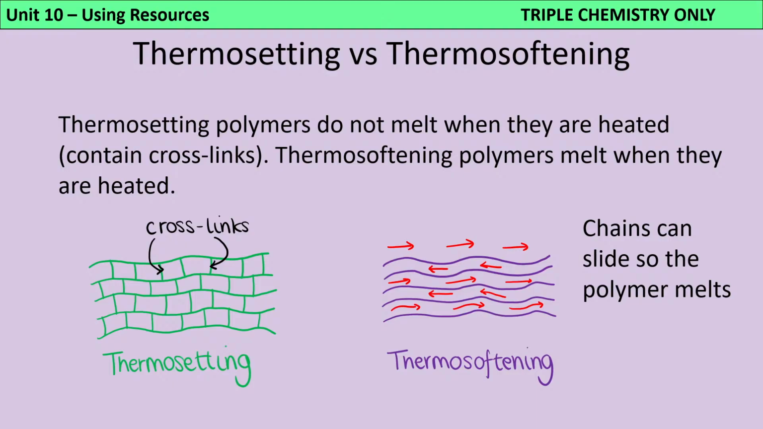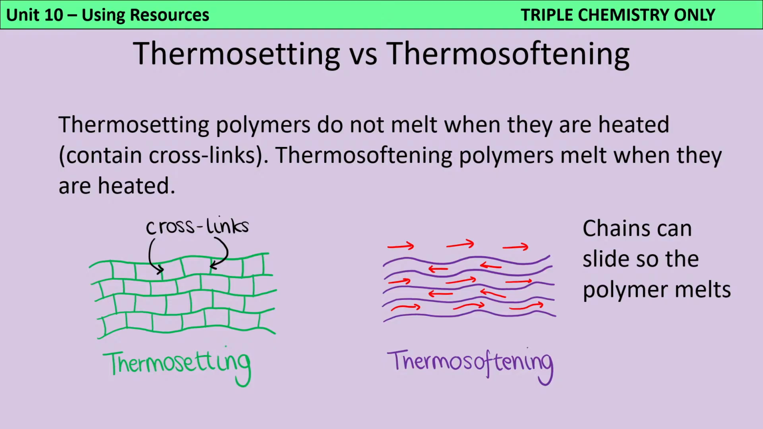Then, totally separate from that, you also need to know about thermosetting and thermosoftening polymers. So if you look at a thermosetting polymer on a molecular level, it looks kind of like a wonky brick wall. They have cross-links between the chains, and those cross-links are covalent bonds. So they need a huge amount of energy to break, and that just doesn't happen. And so that means that your thermosetting polymer, if you heat it up, it doesn't melt, it just eventually chars.